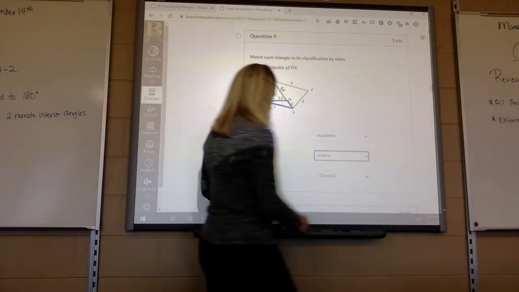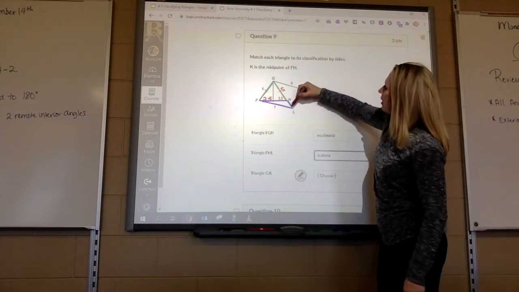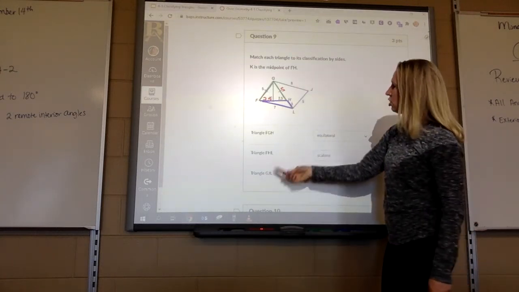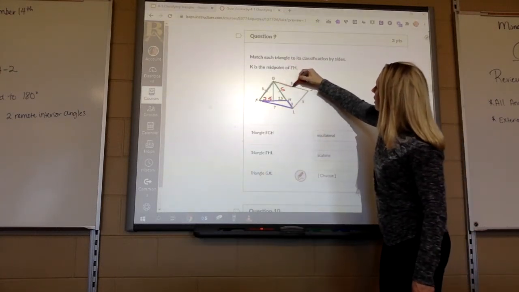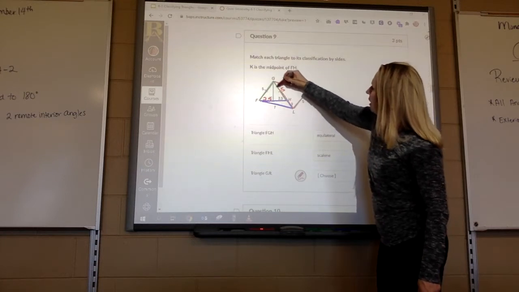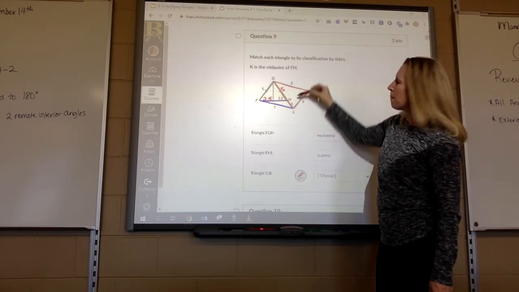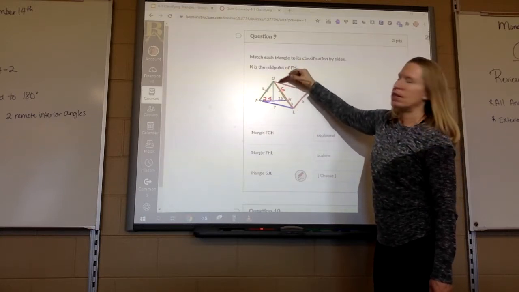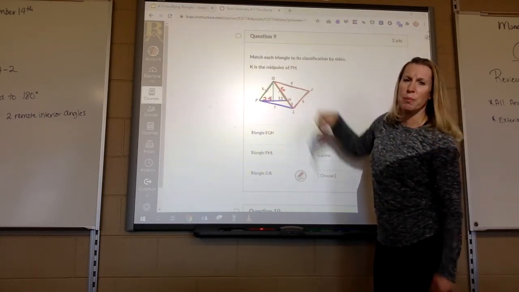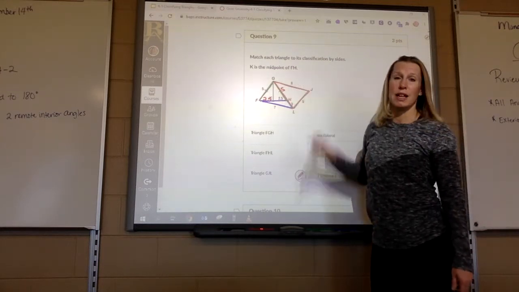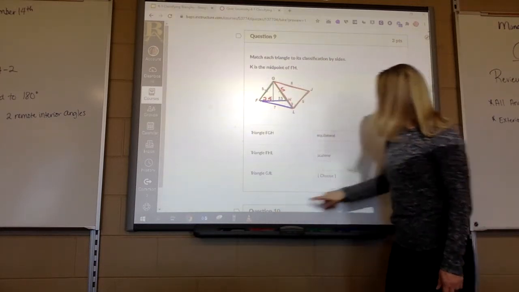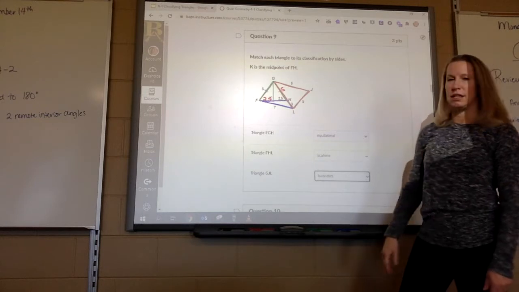And then last but not least, let's look at this one. It's GJL. So this is 8. This is 5. What's this whole side? Do you see how it's 5 and 3, which also makes 8? So since 2 sides are 8, that's going to make it isosceles.